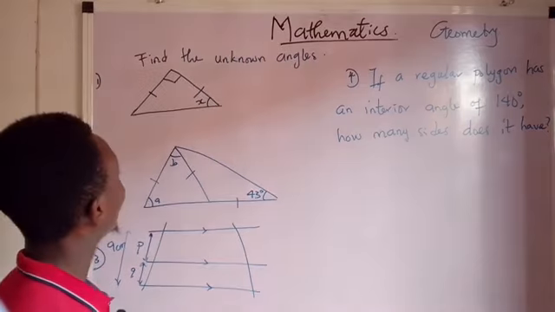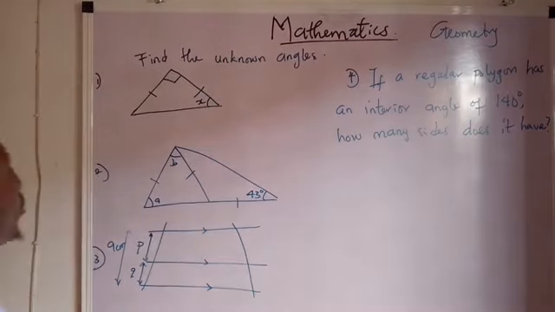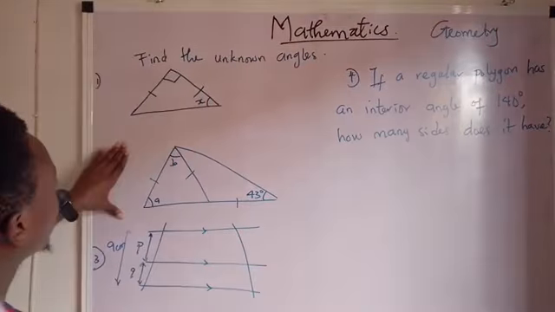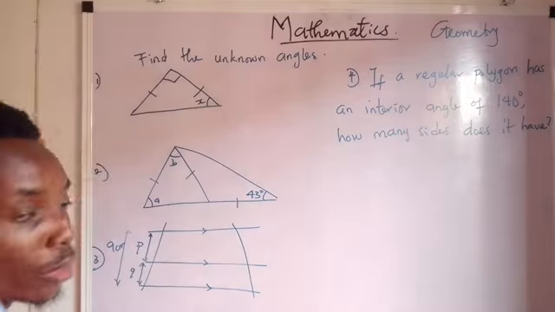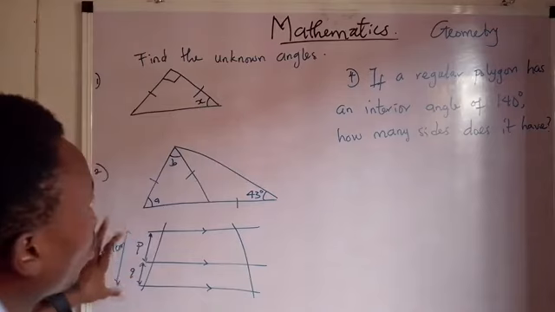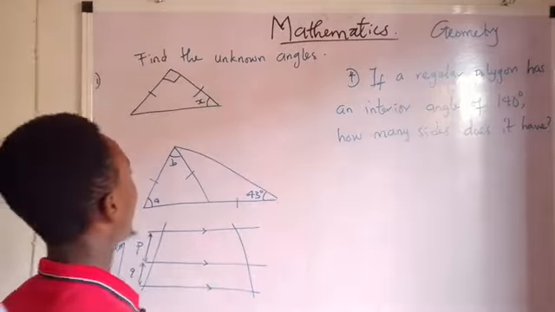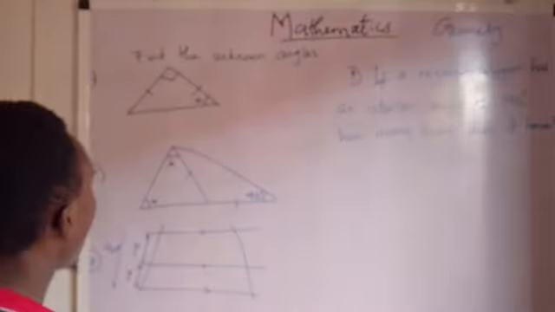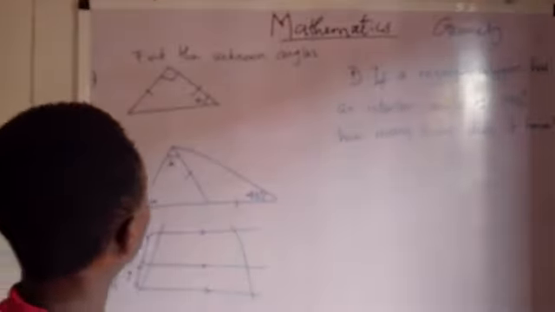Welcome to class again. Now we'll be solving the following questions. For number 1 and 2, we'll find the value of the unknown angles. Then 3, we'll find the value of the unknown lengths, and then we'll solve number 4. Now feel free to pause the video and practice the question yourself.